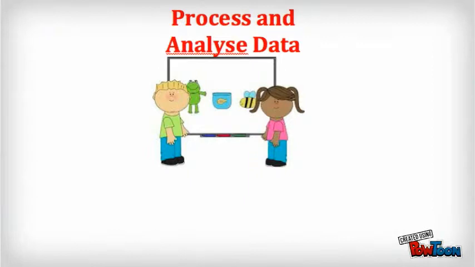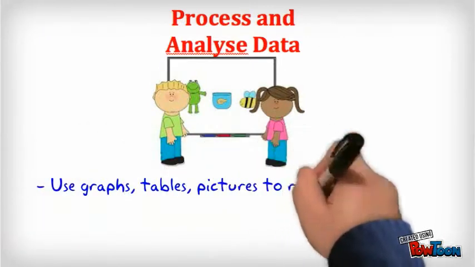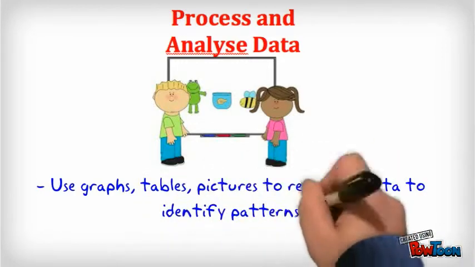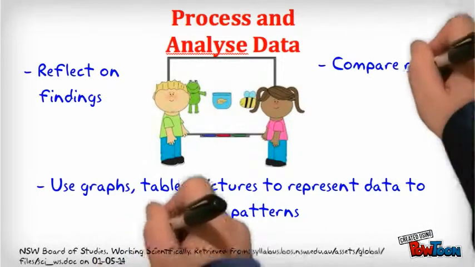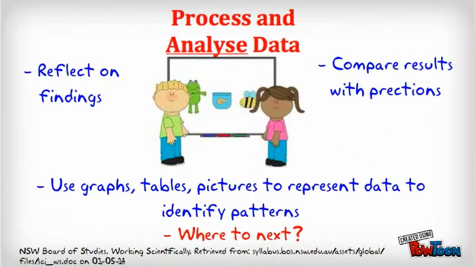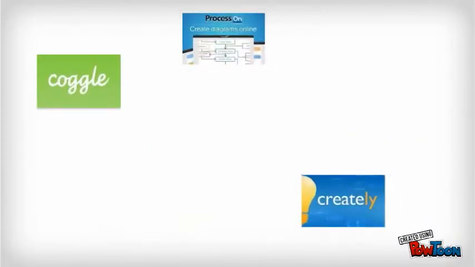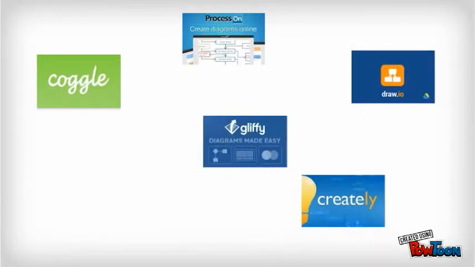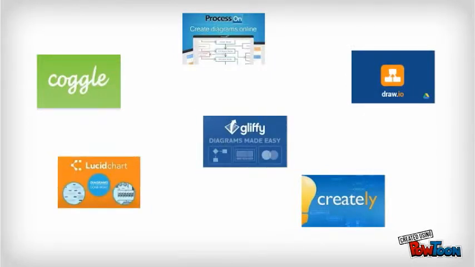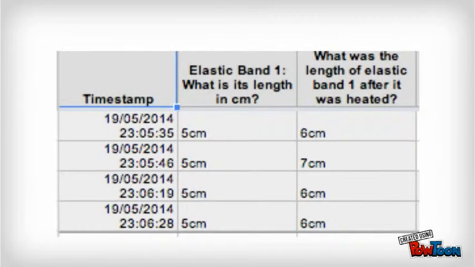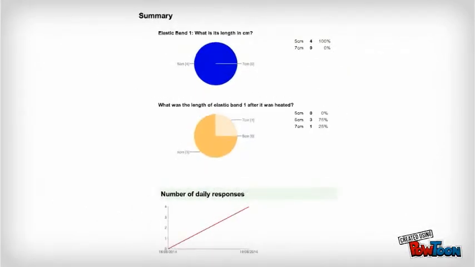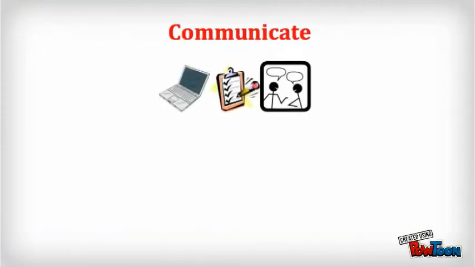Process and analyse data and information. Students use graphs, tables, pictures to represent data to identify patterns, reflect on findings, compare results with predictions and ask, where to next? Well, first, students could use the great range of apps already covered to process data, but let's look at one example in more detail. Students could create a data collection form, view their spreadsheet data, then create charts or a Google report to analyse it.